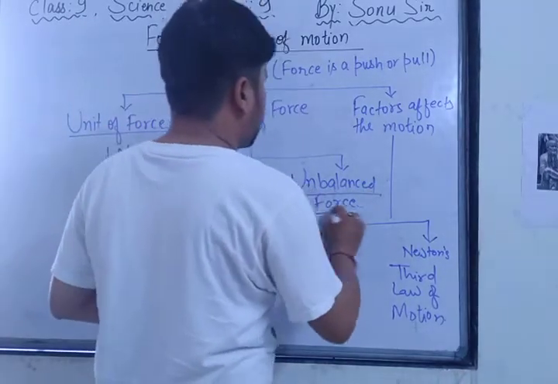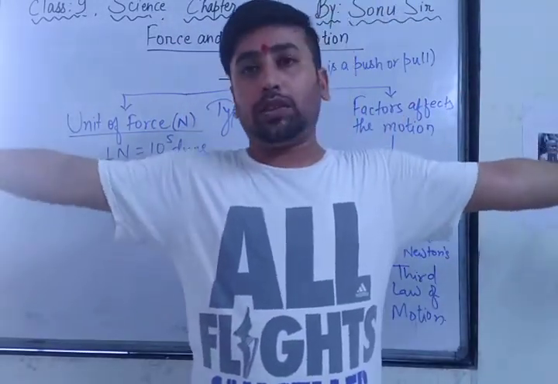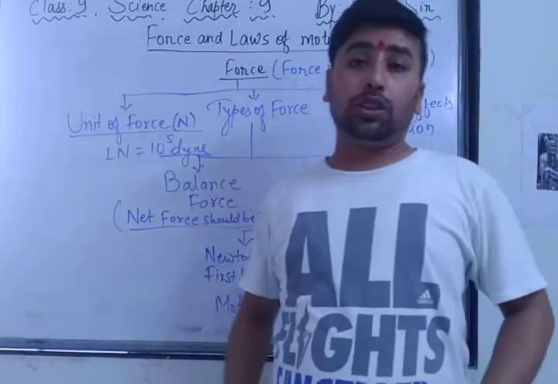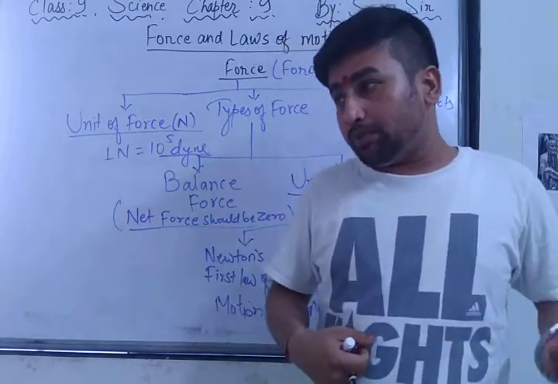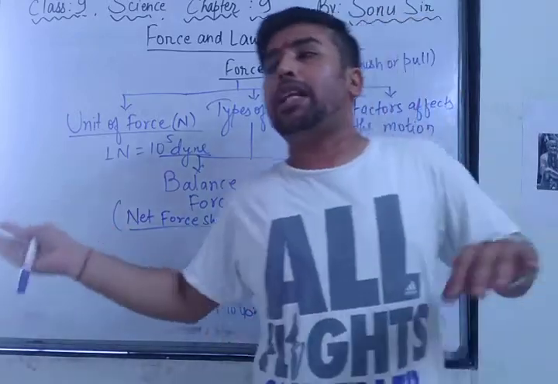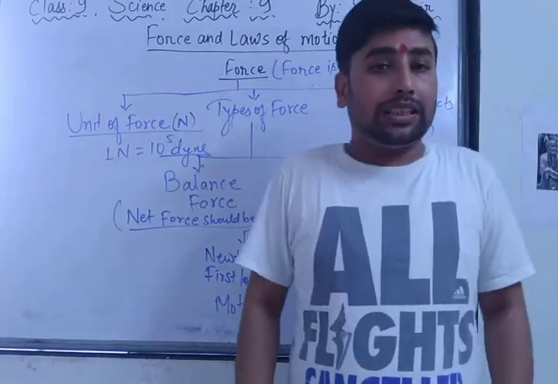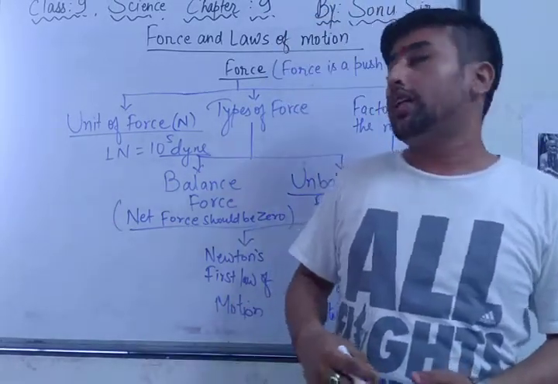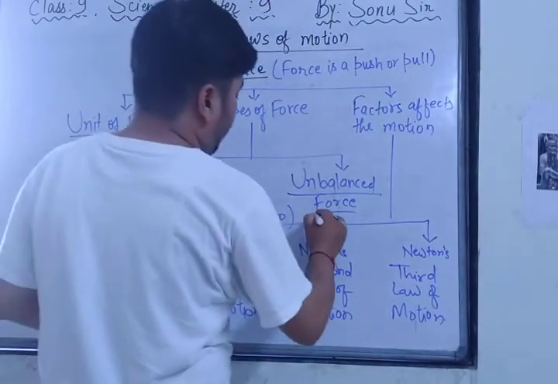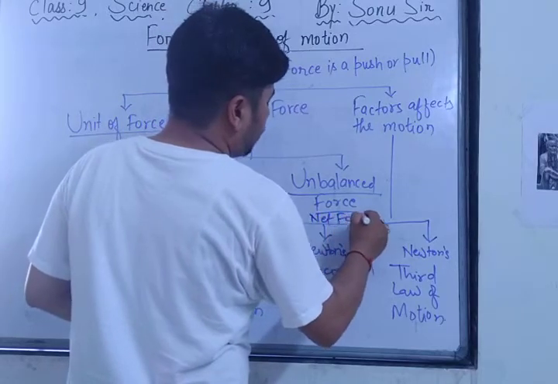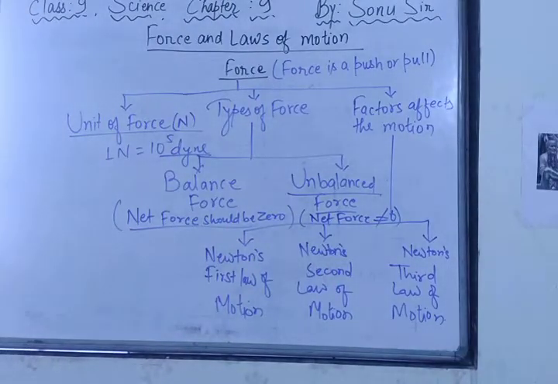Just suppose one student is pulling by this hand, and another is pulling by the other hand. If one student is very heavy and very strong, he pulls with a great force, right? So I understand that I am unbalanced. Unbalanced means this side force is less and this side force is greater. So now I am not going to remain standing here, I am going to become unbalanced because the net force is not zero. If anyone asks you what happens in the unbalanced force, the net force is not equal to zero. Got it? That is about the balanced force and unbalanced force.